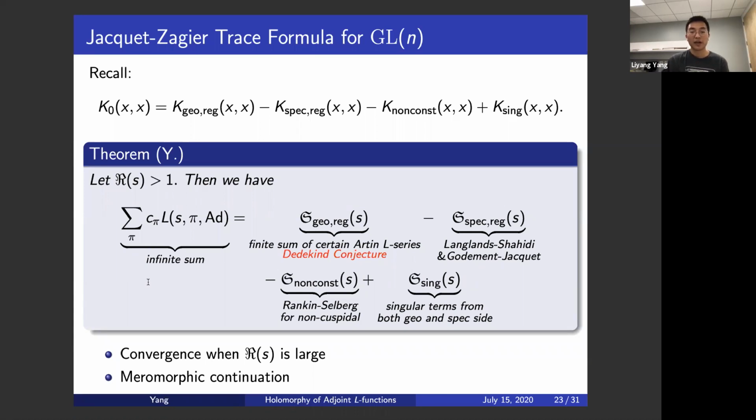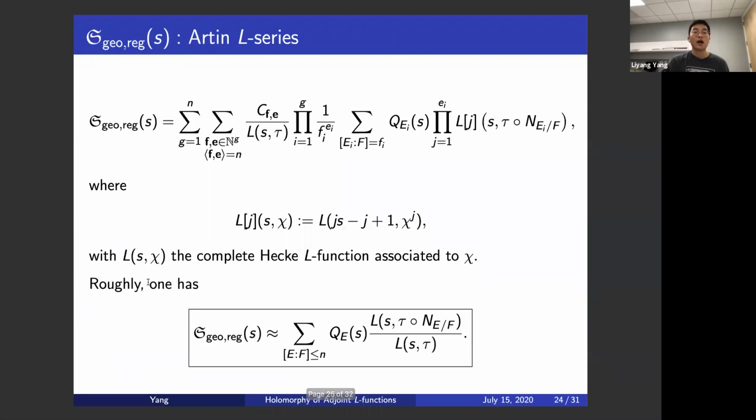And then we need to verify that the convergence would be okay, at least when the real part of s is large enough. We can do this by Jacquet-Shalika's truncation techniques. Then we will need to find some meromorphic continuation of these terms one by one. So let's look at the first term, the regular elliptic orbital integrals.